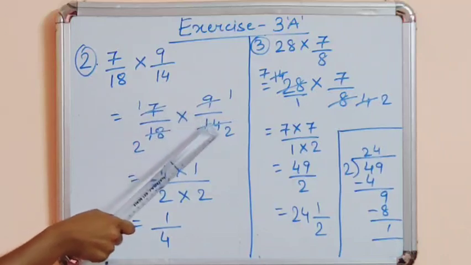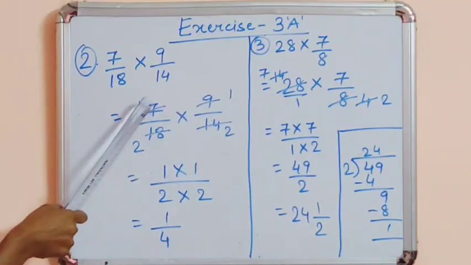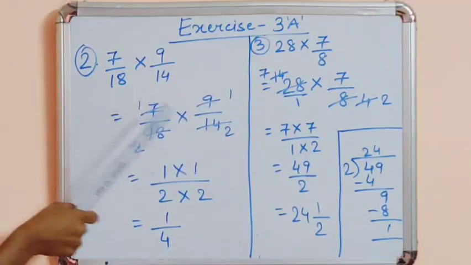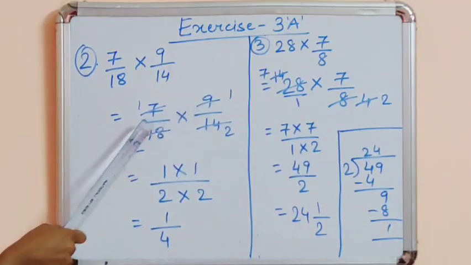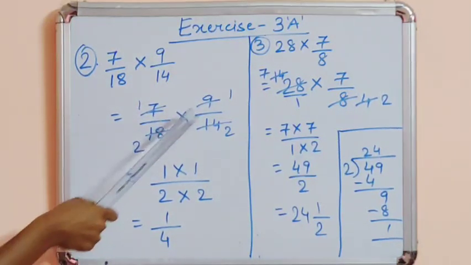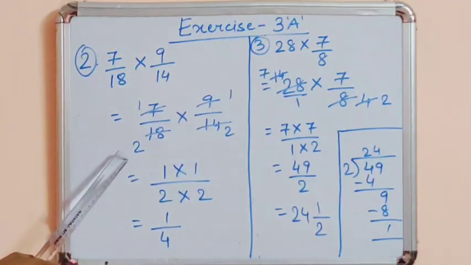Look at 7 and 14. They are both divisible by 7. So 7 ones are 7 and 7 twos are 14. So we will cancel 7 and we will write 1 here. And we will cancel 14 and we will write 2 here. And 9 and 18, they are both divisible by 9. So cancel 9 and write 1 here. Cancel 18 and write 2 here.